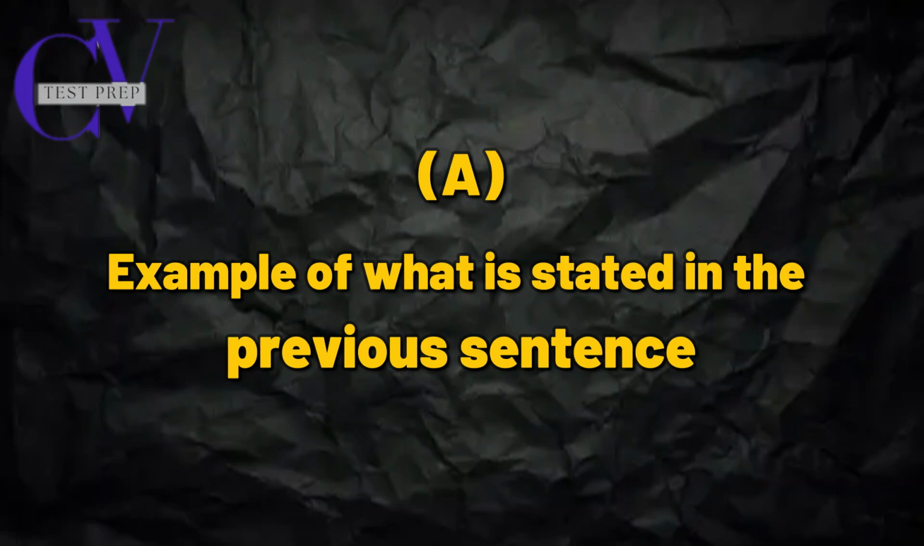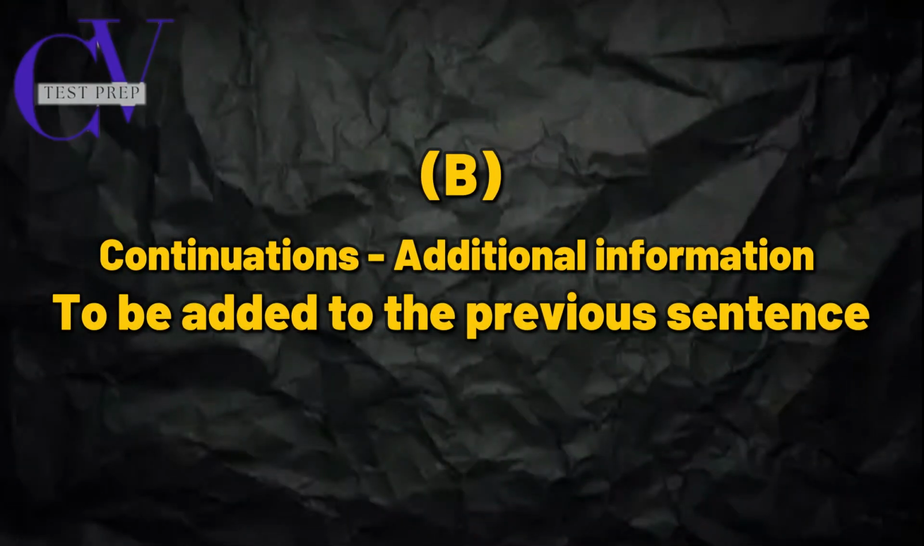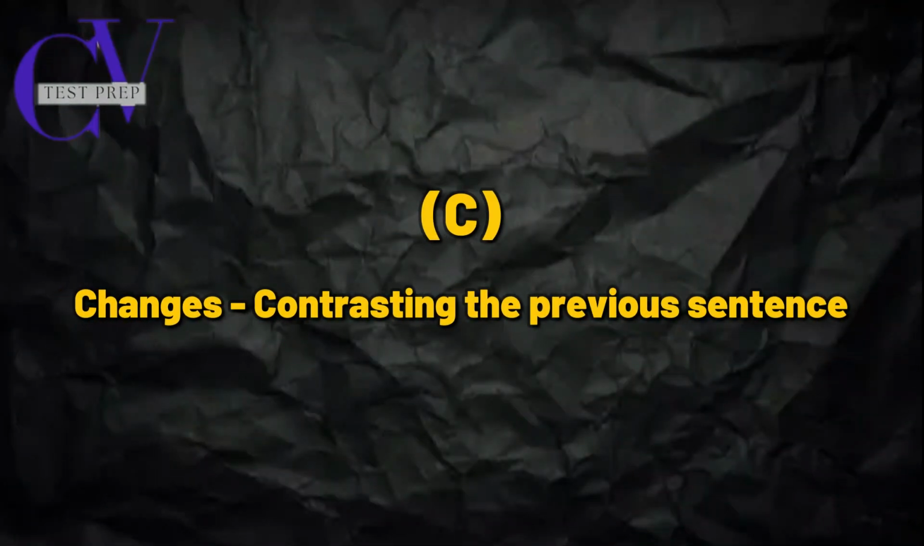One of them could be an example, which is an example of what is stated in the previous sentence. Some transition words for that would be, for example, for instance. Another one could be continuation, which is additional information to be added to the previous sentence. Some transition words that you're going to see are also, additionally, furthermore. Another transition would be a change or contrasting. So, for example, it would be contrasting the previous sentence. So some transition words would be while, however, although.